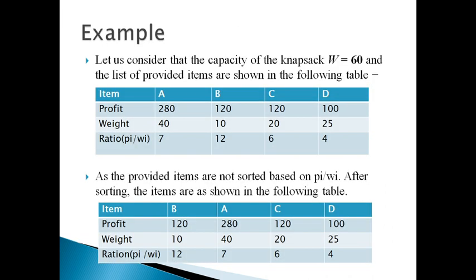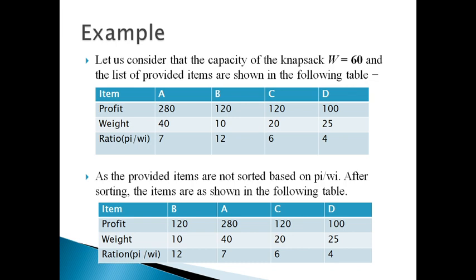Let's look at an example. The knapsack bag W has a maximum capacity of 60 kg. There are 4 items: A, B, C and D, and each has a profit and a weight. Just look at item A. It has a weight of 40 and a profit of 280.